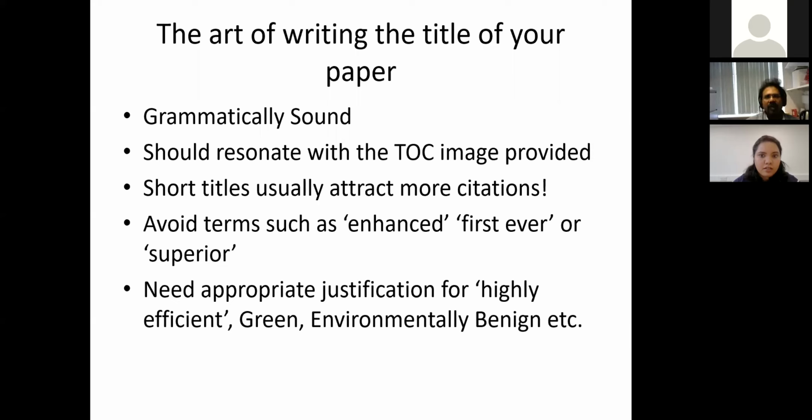Okay, so how would you select a paper to download? You read the title first. If it's 3 lines, people tend to ignore it. If it's 1 line, it's always better. And avoid terms such as first ever or superior or enhanced. Enhanced is kind of okay, but avoid first ever or superior. If you say that, you have to give proper justification for that. Also, the other words such as highly efficient, green, environmentally benign. If you are using those kind of words, you need to have appropriate justification for those words. Otherwise, the paper can be rejected just based on that fact.